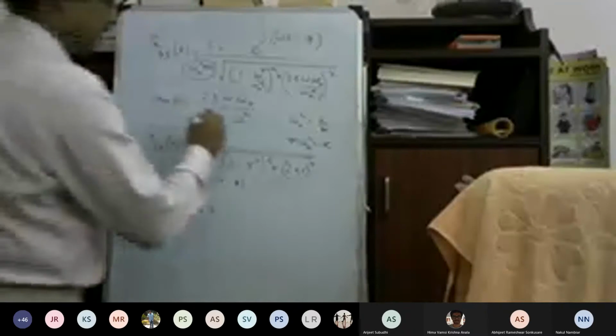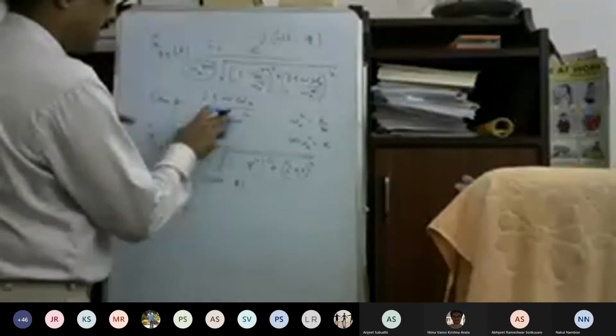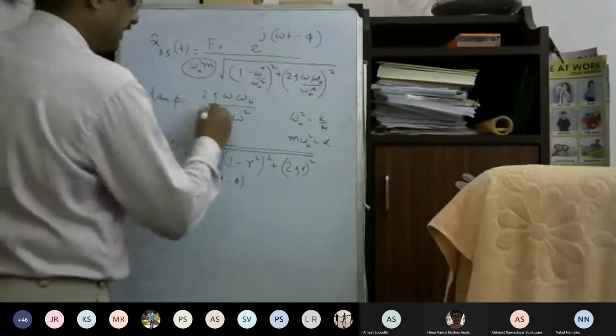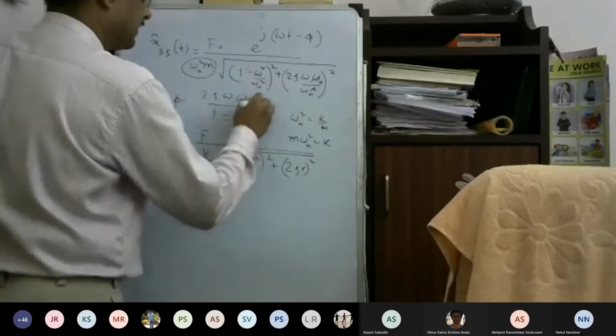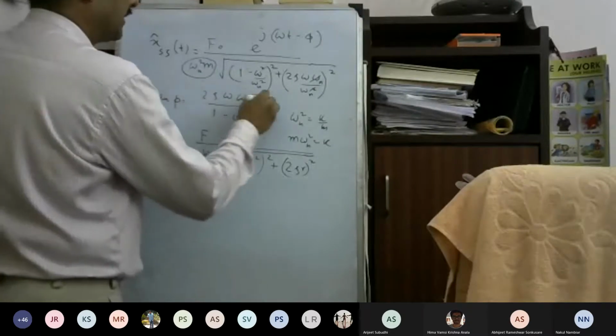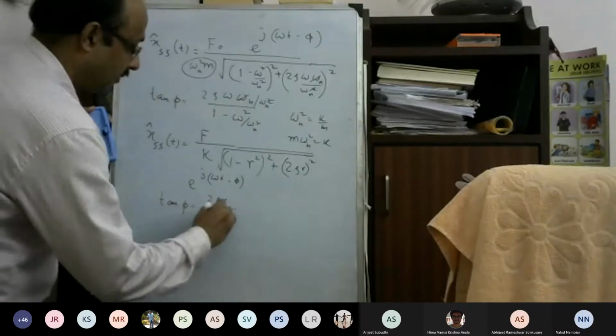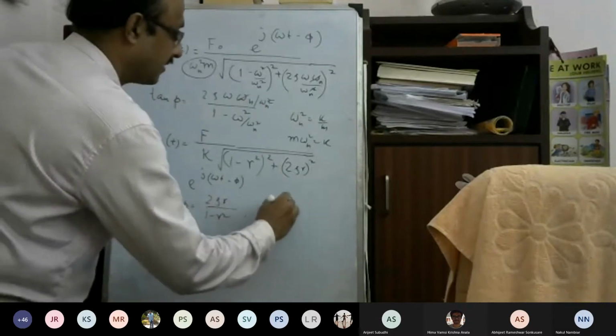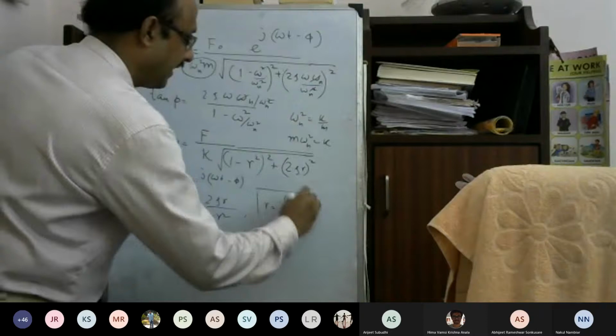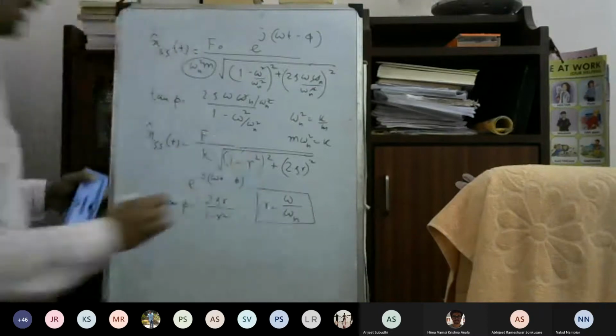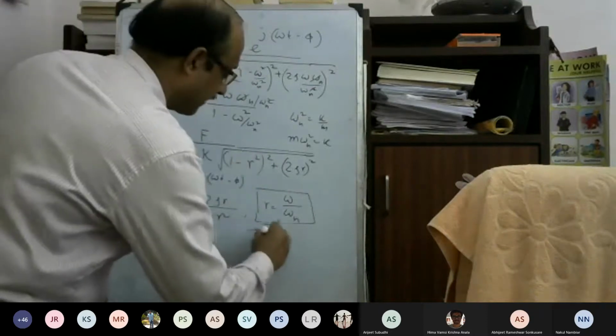again if you divide by omega n square, both numerator and denominator, this will be omega n square, this is omega n square. So one omega n will cut away. So 2 zeta r divided by 1 minus r square, where r equals omega by omega n. This is what we call the frequency ratio.